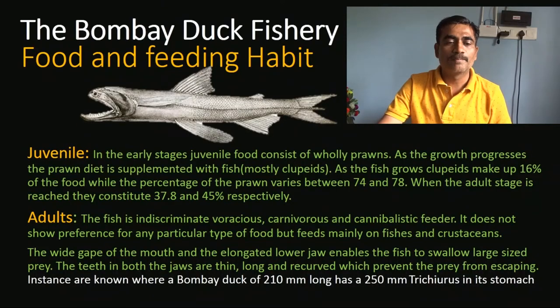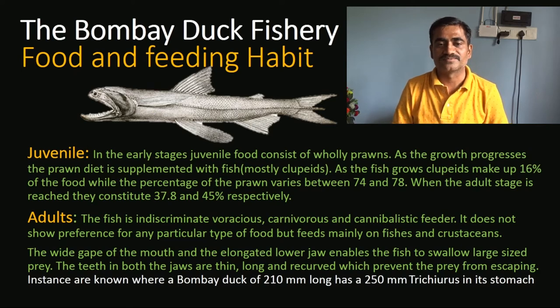It is a carnivorous fish, mostly feeding on prawns and other fishes, and it also has the characteristic of being cannibalistic. That is, they can capture and consume other Bombay ducks. The same species can be eaten by the Bombay duck; that is cannibalistic feeding. It does not show preference for any particular type of food, but feeds only on fishes and crustaceans.